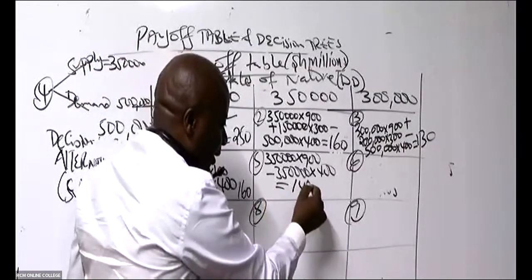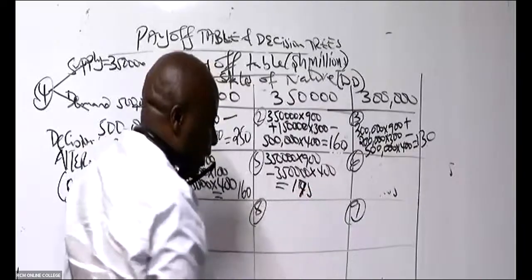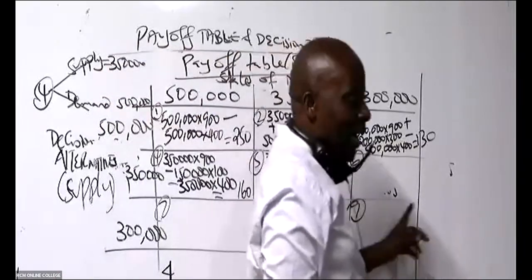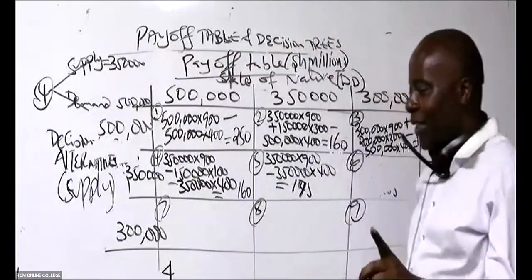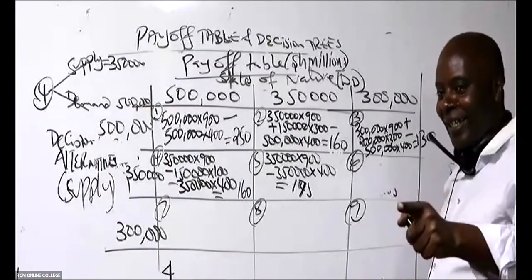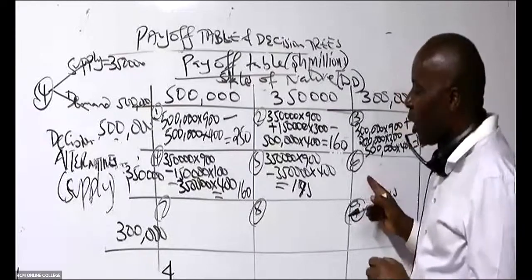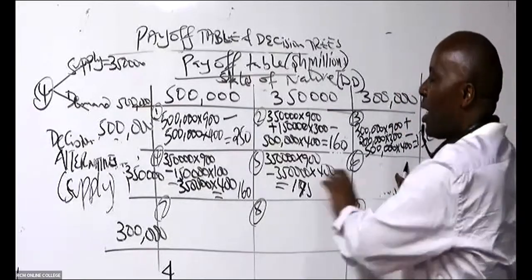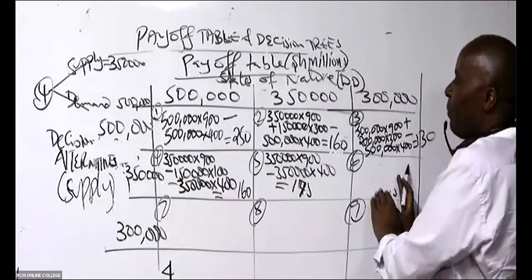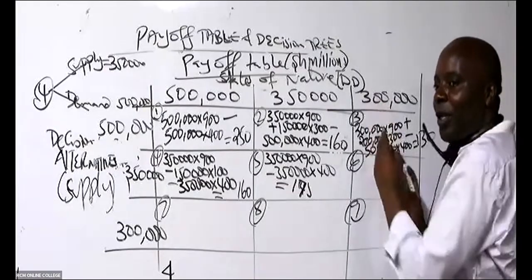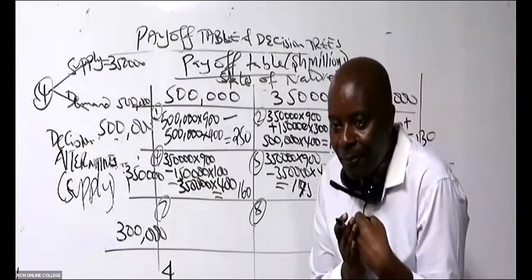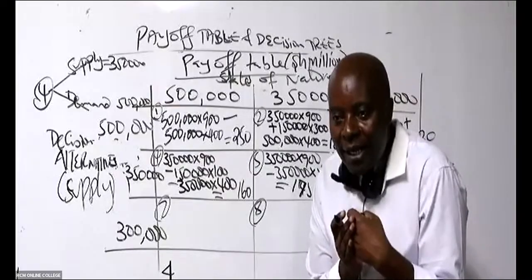145. Hii ni 175. Sasa hapa ndio wameona giza. Hebu tuangalie vizuri. Number 6, ladies and gentlemen. What is happening? Which intersection is this? I'm supplying 350, but they demand 300. So here I'm going to perish with some goods. I will be perishing with how many?